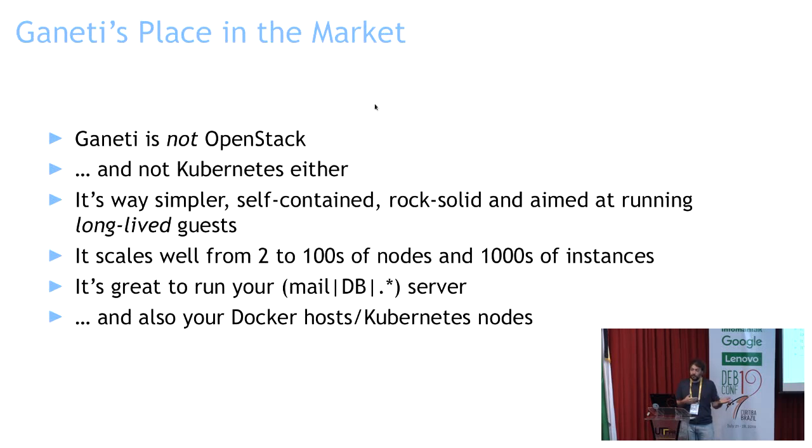The thing telling Ganeti apart from any of these is that it's way simpler and self-contained, and it's aimed at running long-lived guests. OpenStack is more tailored towards implementing a public cloud-like setup, and Kubernetes obviously solves a completely different problem. Ganeti tries to scale well from clusters of 2 to several hundreds of nodes and several thousands of instances. For instance, at work our main cluster currently runs 500 instances, if I recall correctly. And it's a great way to run anything that should be long-lived with disaster recovery guarantees.